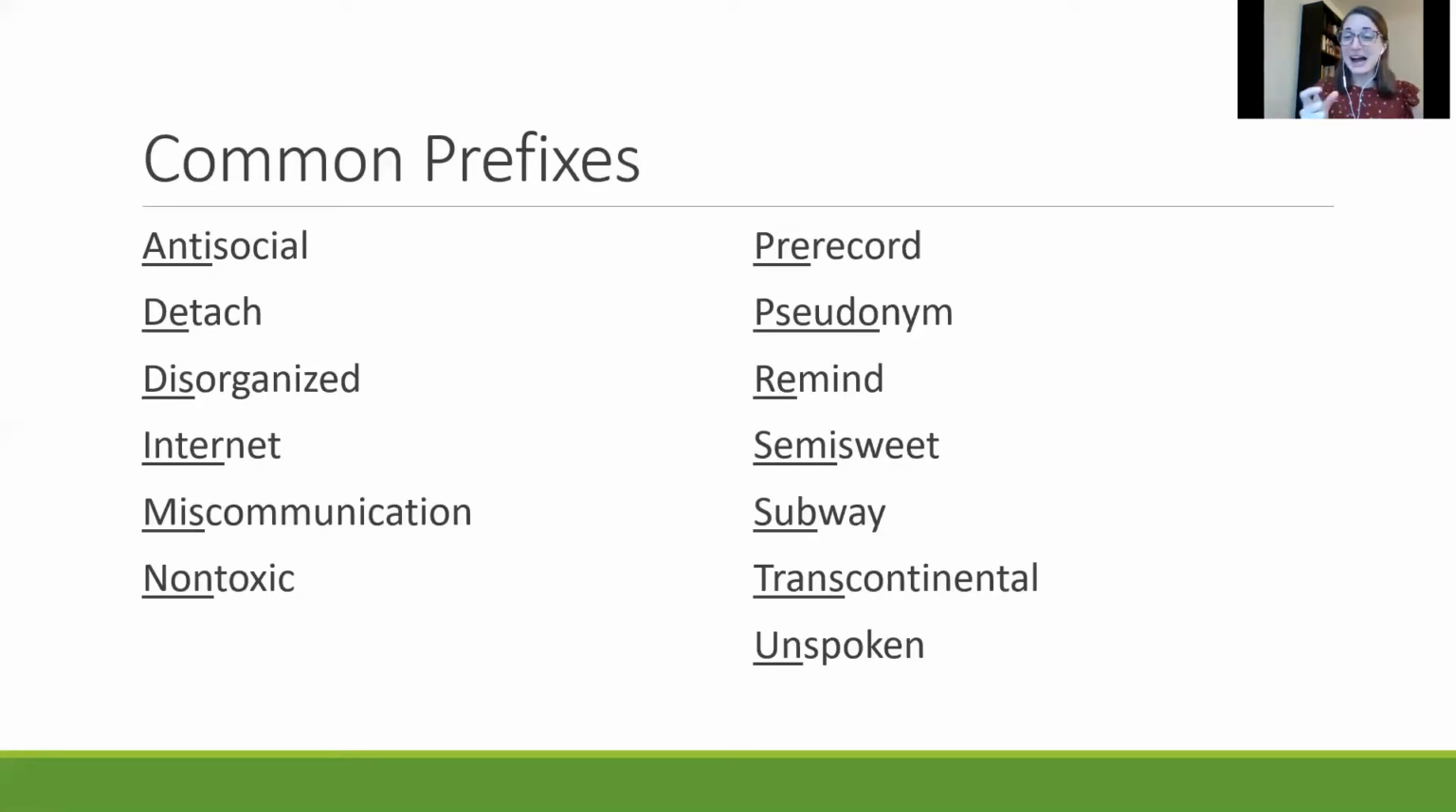Dis means not. So if you see disorganized, we can just change it to say not organized. So if you see dis in front of any other word, it'll mean not, and then the word that it goes with. Internet. Well, we're looking at inter here.